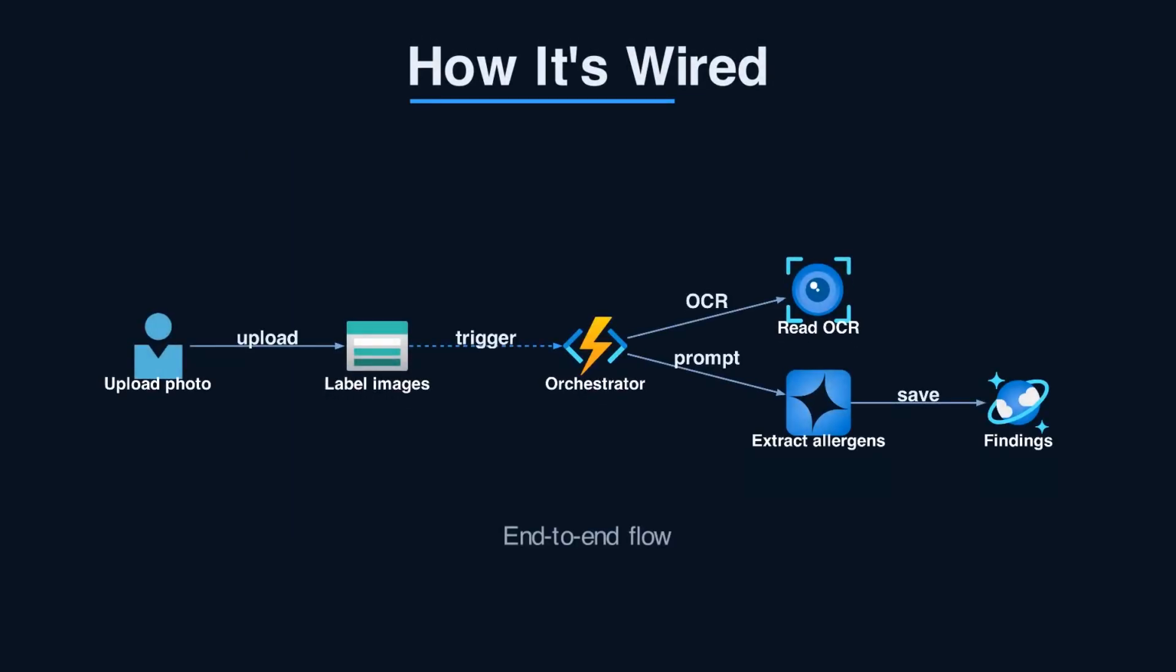A user uploads a packaging photo to blob storage. A function triggers on the new blob. It calls Azure AI Vision Read for the text. That raw text goes to Azure OpenAI with our prompt. The model returns structured allergen findings as JSON. We persist results in Cosmos DB for querying. Each hop does one job well.